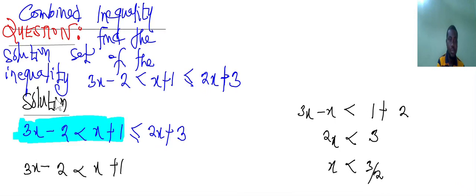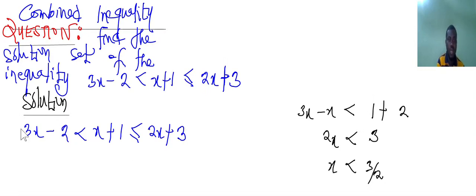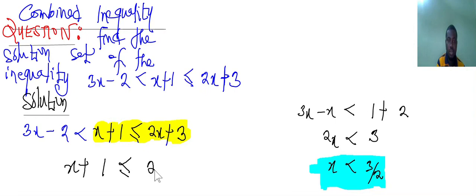Okay, done with that. We still want to make reference to this. Let's pick the last two. Since we have a connective, a joined inequality, a combined inequality, we can pick the last two. Then we'll try to solve this. Now bear in mind we need to keep this answer, one of the solutions. Now we have x plus 1 less than or equal to 2x plus 3. Let's try to solve that.